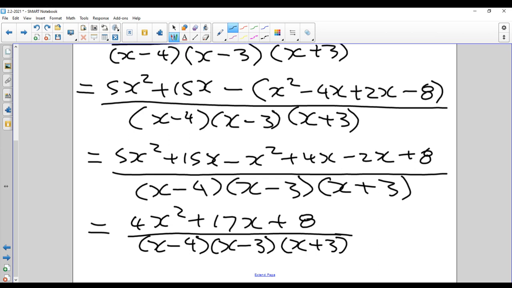The last thing is to give me the restrictions. The last thing is to get those important restrictions.